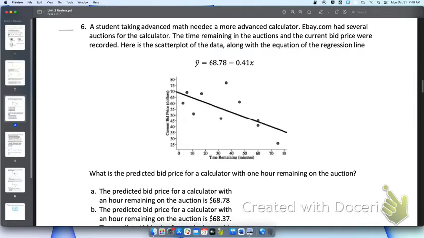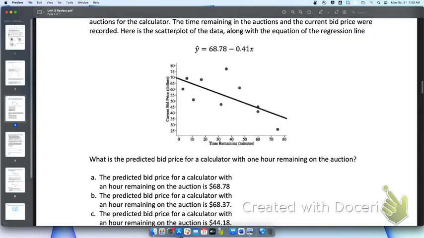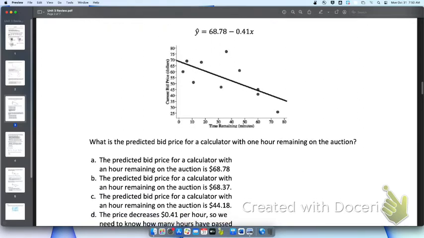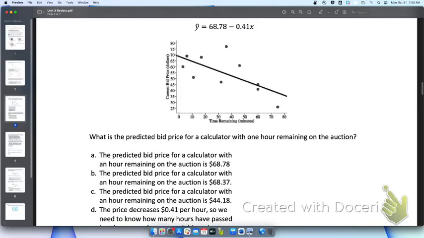Number 6. A student taking advanced math needed a more advanced calculator. eBay.com had several auctions for the calculator. The time remaining in the auctions and the current bid price were recorded. Here is a scatter plot of the data along with the equation of the regression line. What is the predicted bid price for a calculator with 1 hour remaining on the auction? Be careful here. What is the unit used for the time? Minutes.